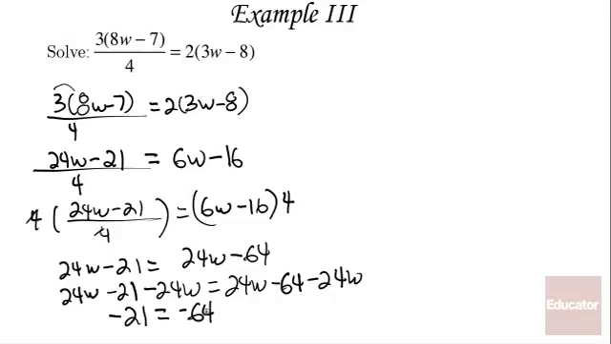So this is actually an equation for which there is no solution. We talked about this before, and this is unusual. You're not going to see it very much, but it can happen. I could have looked up here, and I would have seen that this is saying 24w minus 21 is equal to 24w minus 64. These two are the same, but these two are different, and therefore it doesn't work out. So there is no solution to this equation.